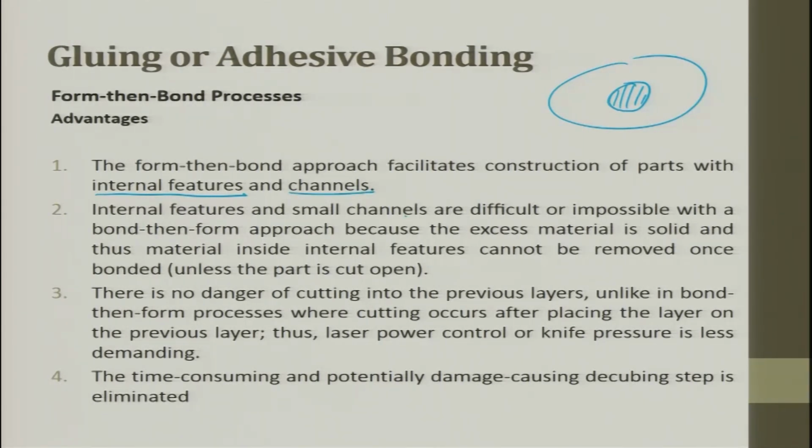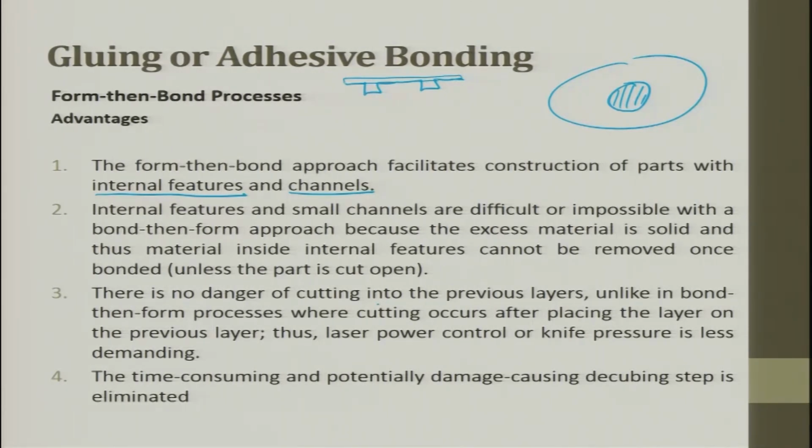The internal features and the small channels are difficult or impossible with bond then form approach. Look at how beautifully they have developed a process for internal features and channels, because the excess material is solid and the material inside the internal features cannot be removed once bonded. So, that means to say one layer information, then the next layer information will be done. So, now you can't remove this.